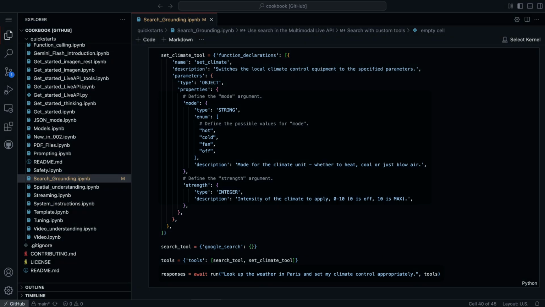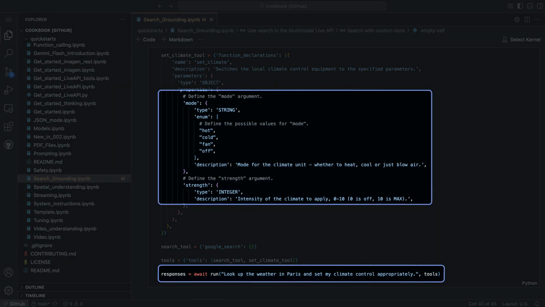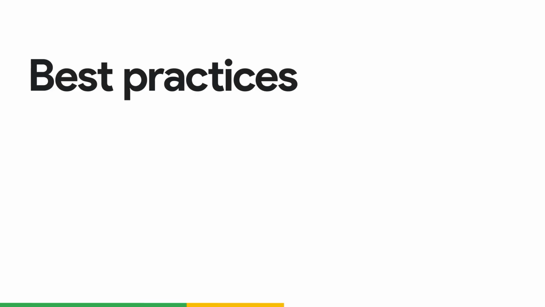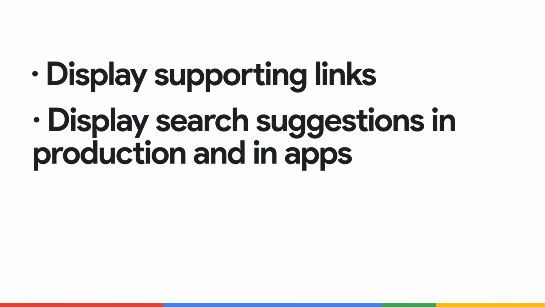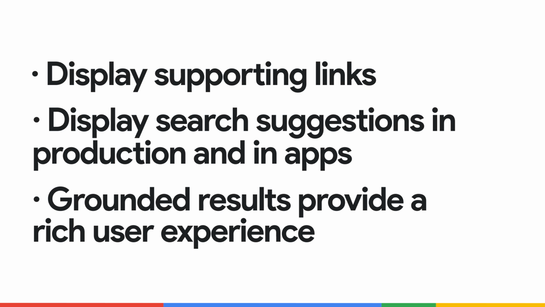For example, define a function that asks the model to set the climate control based on the live weather in the location you specify. Best practices for developers include displaying the supporting links in your application, which helps users verify information and dive deeper into topics. And when you receive Google Search suggestions in your response, you must display the search suggestions in production and in your apps. These features create a richer experience that benefits from the entire web ecosystem.